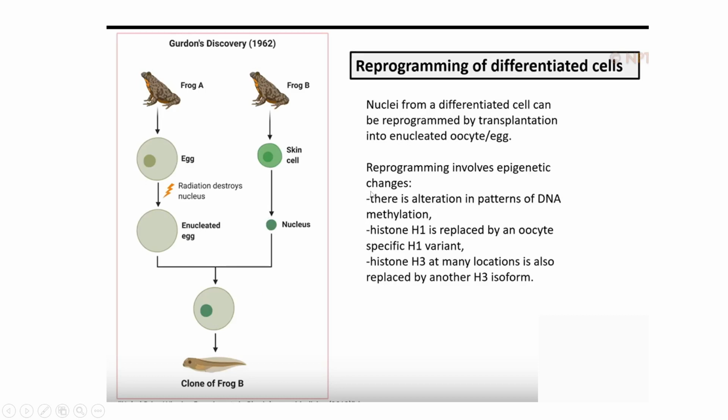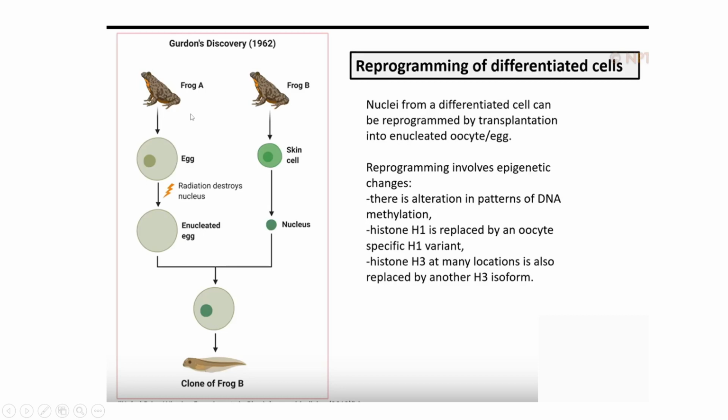That is called differentiation. De-differentiation means the inverse. From the somatic cell, the embryonic cells are generated. That is called de-differentiation. So you can also de-differentiate the somatic cell. So this was the experiment. It is Gurdon's experiment they performed in 1962.